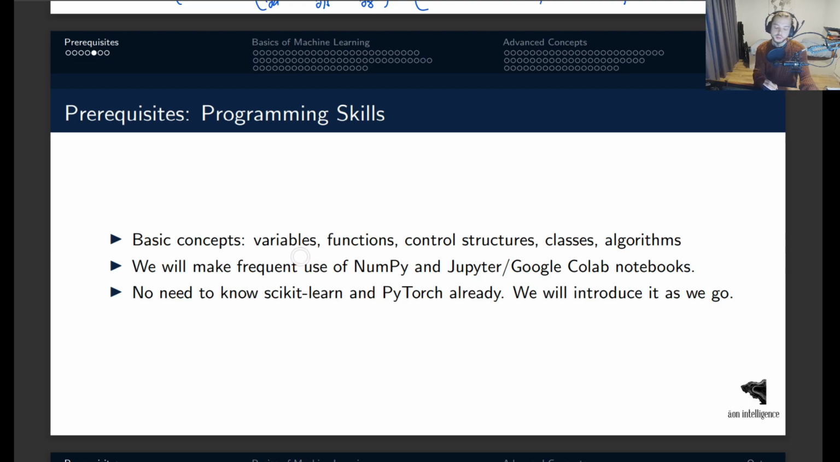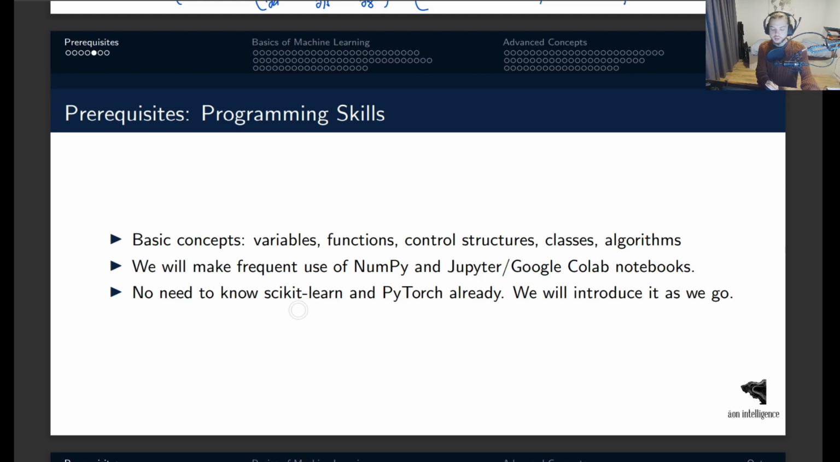So what I expect you to know is what variables are and how to define them, what functions are and how to define them. You should be able to use basic control structures, as well as implement basic classes, and some knowledge about algorithms surely doesn't hurt. We will implement many of our algorithms using NumPy, and just so that you don't have to install a lot of packages, we'll most likely use Google Colab notebooks. But if you have a Jupyter setup on your machine, then you can use that too.